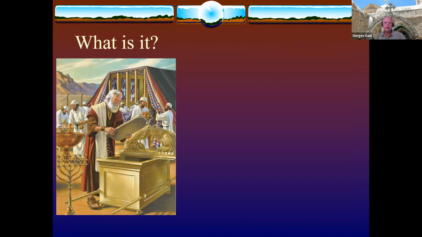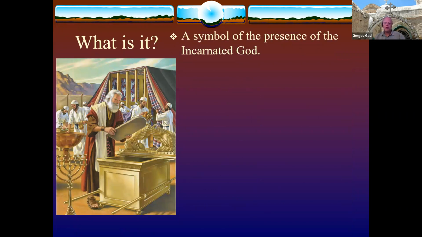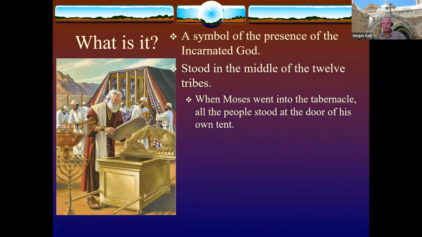So the first point, as we said, is that God wants to dwell among his people in the tabernacle. So what is the tabernacle? What does it give us? So the tabernacle is a symbol of the presence of God. As I said, people look at it, they see the pillar of fire, they know that God is there. And it was in the middle of the 12 tribes, as we said.